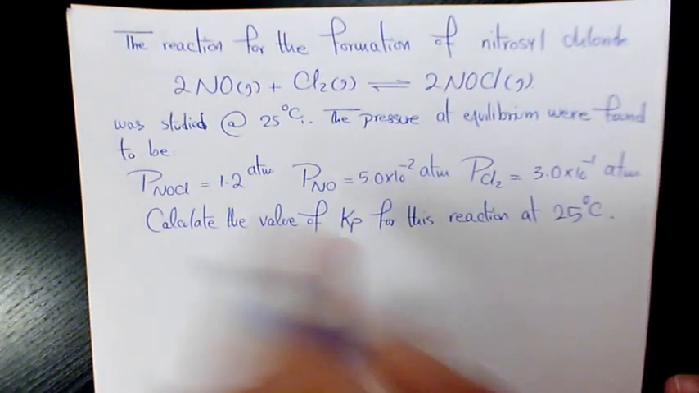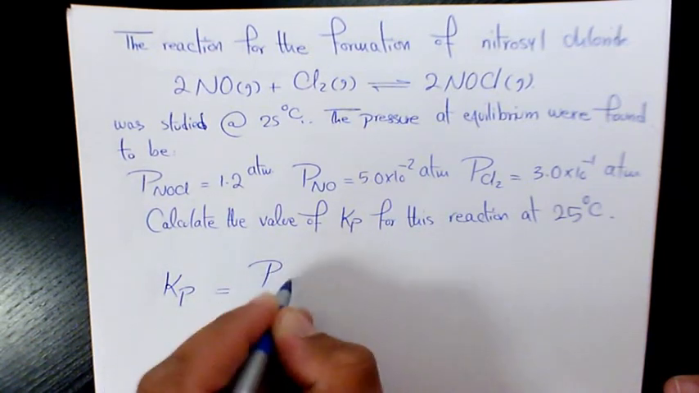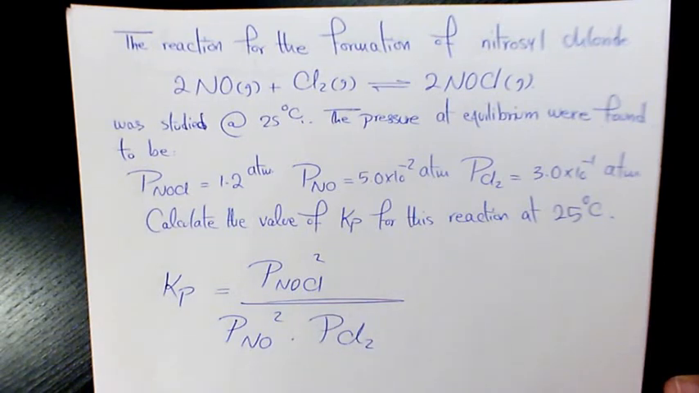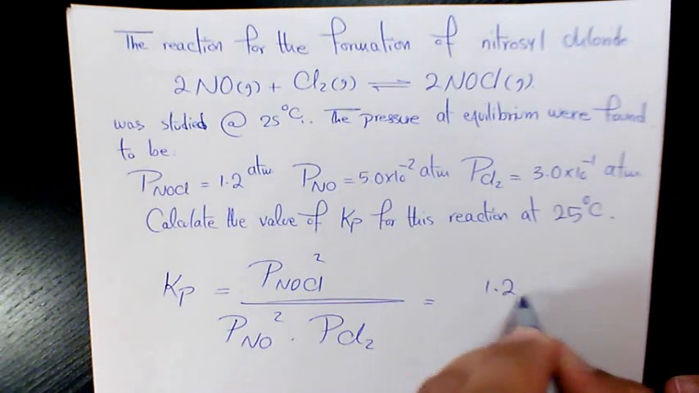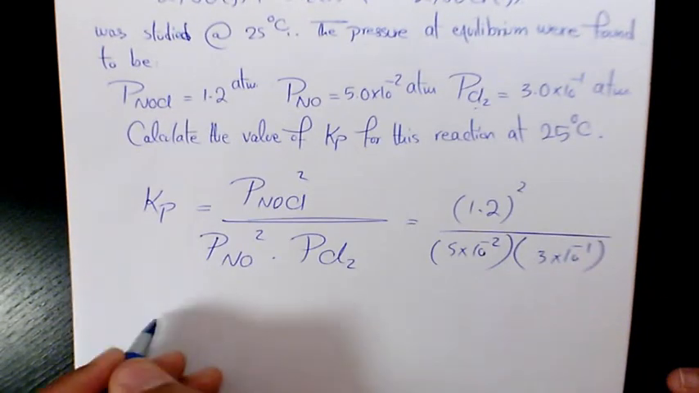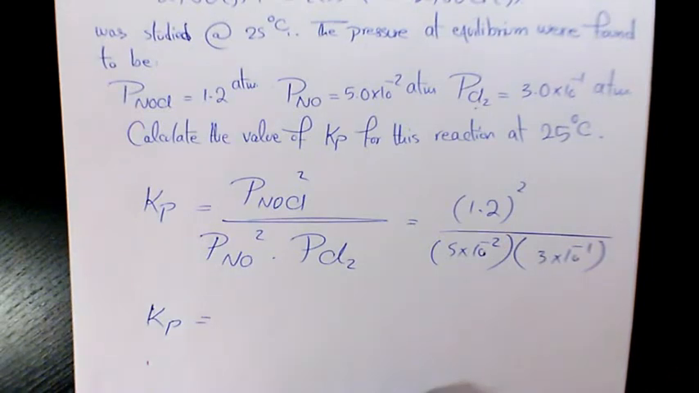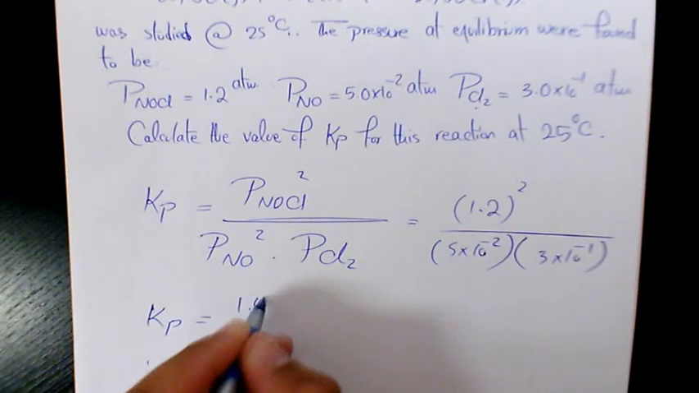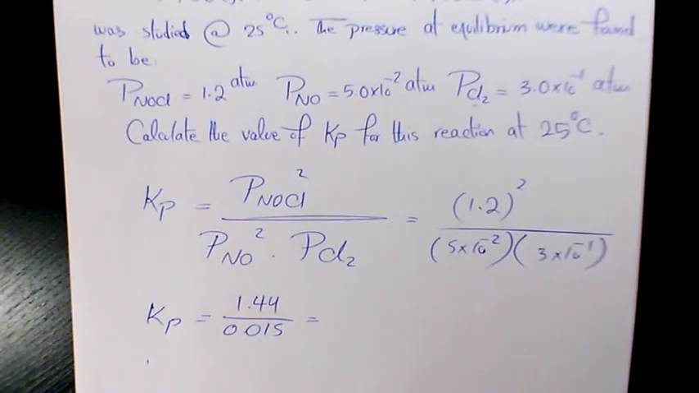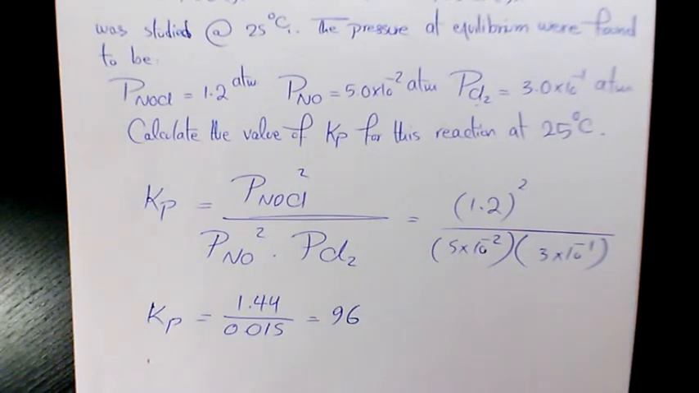So for finding Kp, we need to use this formula. Kp will be equal to the partial pressure of NOCl to the power of 2 divided by the partial pressure of NO to the power of 2 times the partial pressure of chlorine. The partial pressure of NOCl is 1.2 to the power of 2, divided by the partial pressure of NO, 5 times 10 to the power of negative 2, squared, and the partial pressure of chlorine is 3 times 10 to the power of negative 1. So Kp will be 1.2 times 1.2, that's 1.44, and in the denominator we have 0.05 squared times 0.3, which is 0.015. 1.44 divided by 0.015 is 96. So 96 is the equilibrium constant.